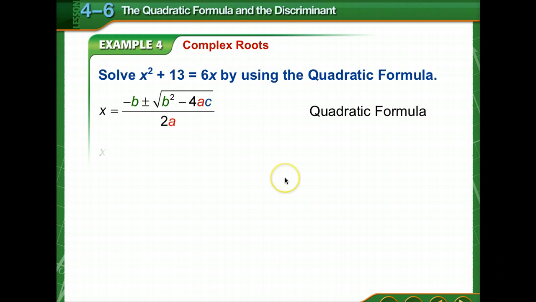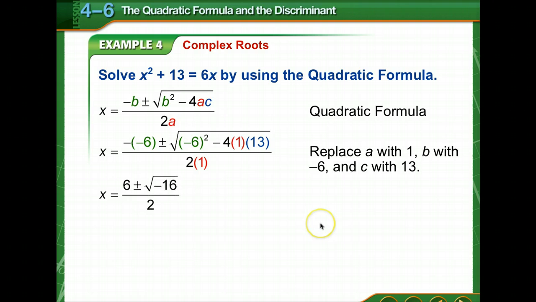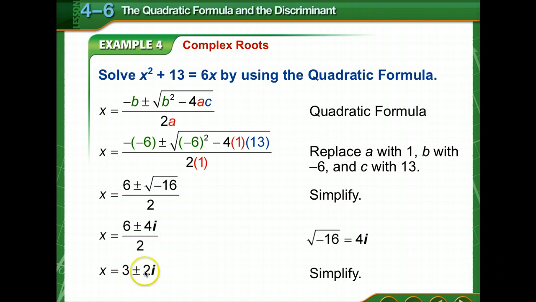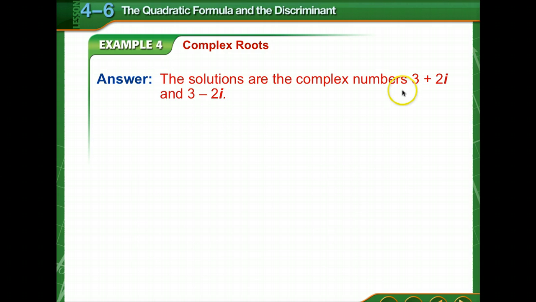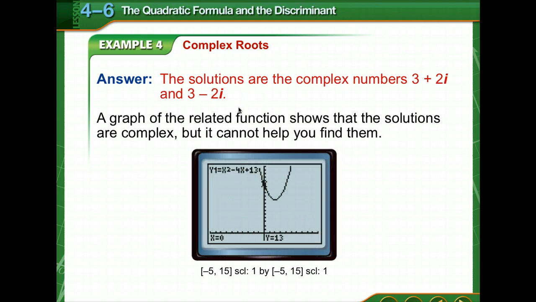Again, we're going to substitute into the quadratic formula. Because we have the square root of a negative number, it's 4i. So 3 plus or minus 2i. So the solutions are 3 plus 2i and 3 minus 2i. Notice it never crosses the x, but we do have a root. It can show you that the solutions are complex, but it cannot help you find them.